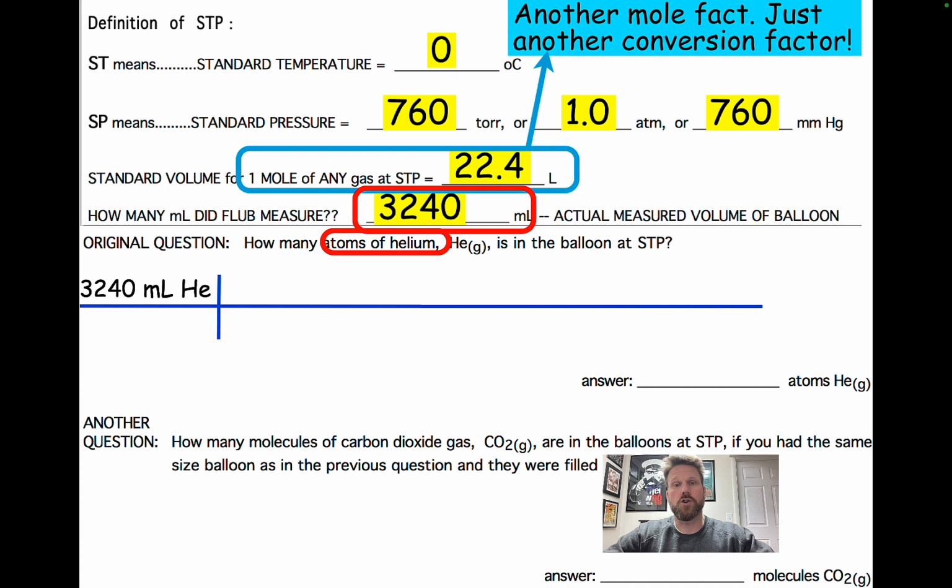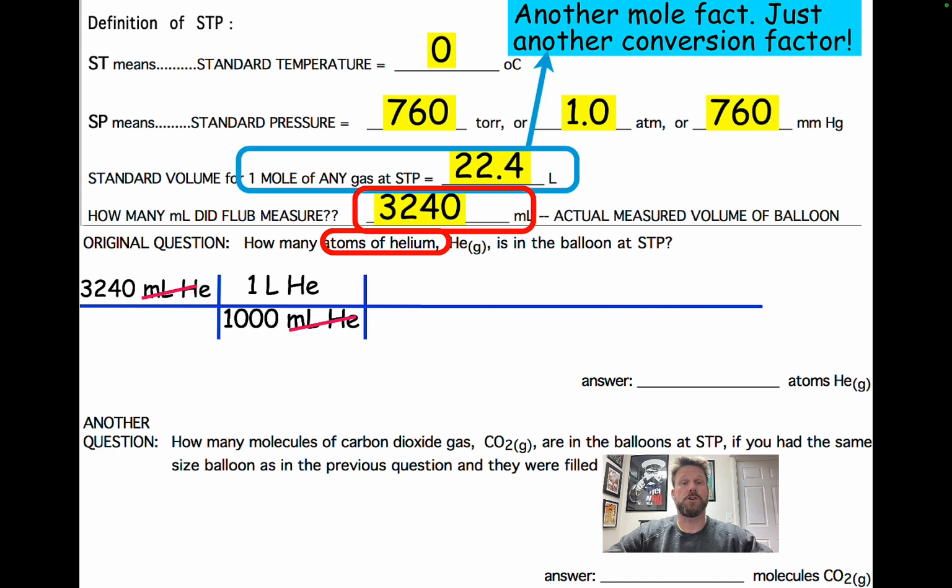In order to use our new mole fact for gases at STP, we need a volume in liters, not milliliters. Remember, there are 1,000 milliliters in 1 liter. Milliliters must cancel. So I'm going to put 1,000 milliliters of helium on the bottom of the train track and 1 liter in the top section of the train track. Doing this causes milliliters of helium to cancel. Stopping here would give us liters of helium, so we must keep going.